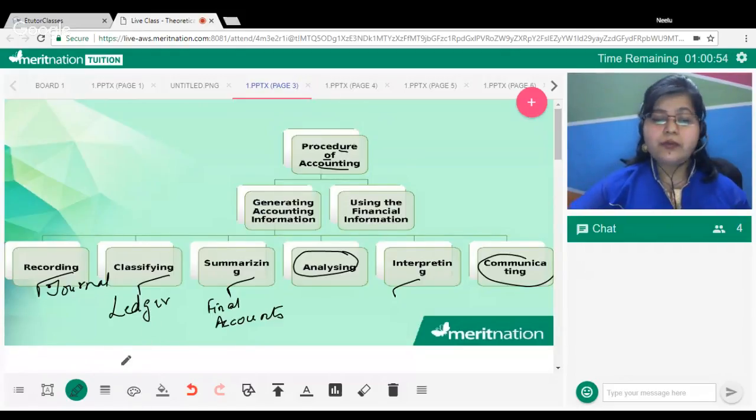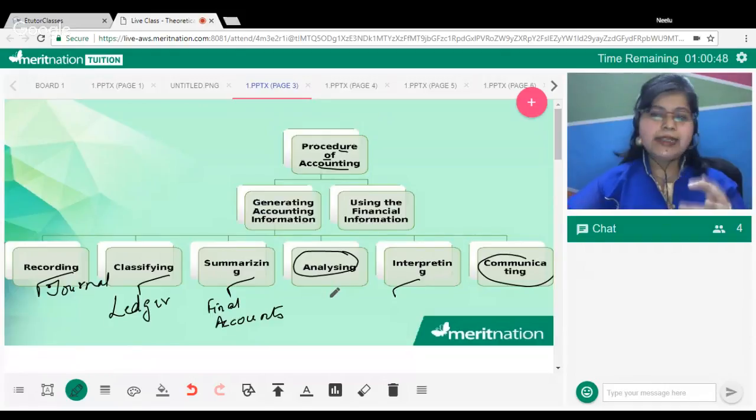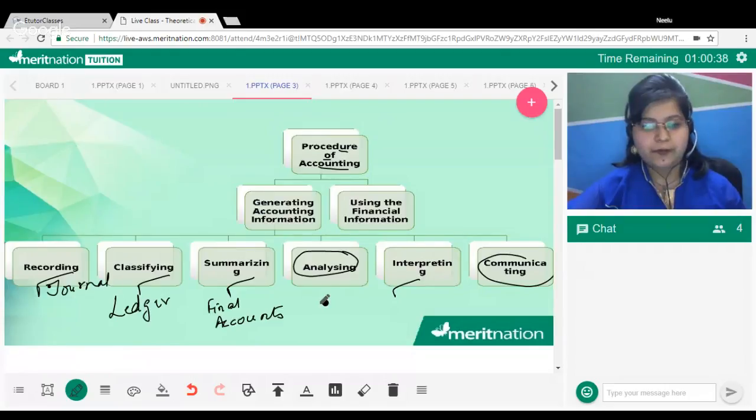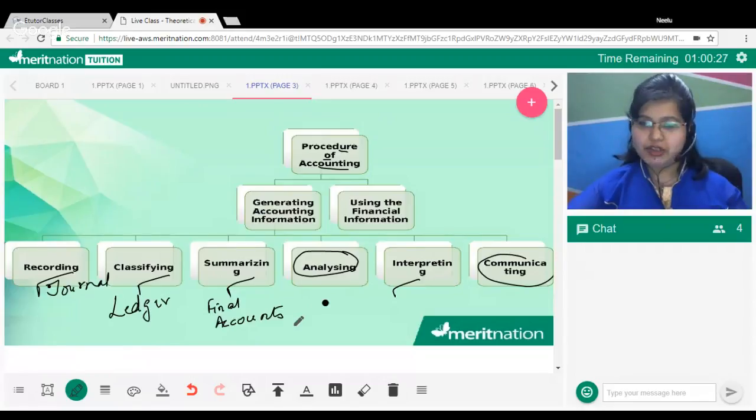Now, next stage comes as analyzing. Now, what does the word analyzing mean? Analyze means to break down some information into a detailed form so as to make meaningful conclusions out of it. Now, again, report card comes into the picture. Analyzing means when your teacher writes in the bottom portion the remarks on your performance.